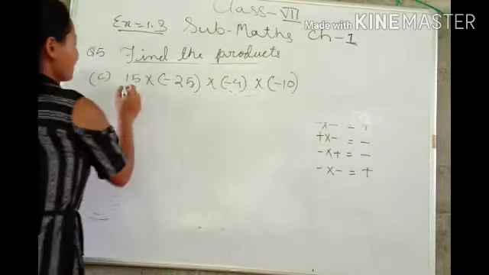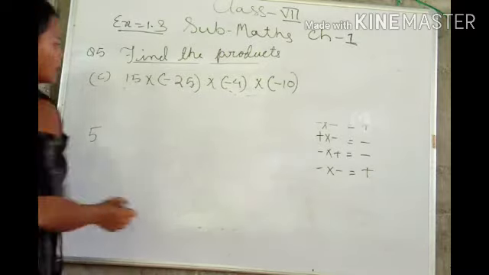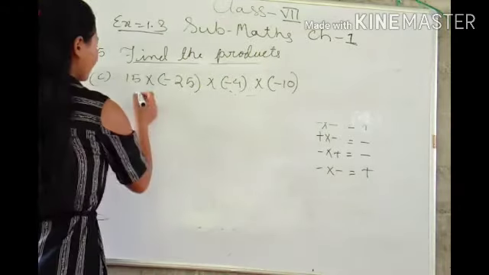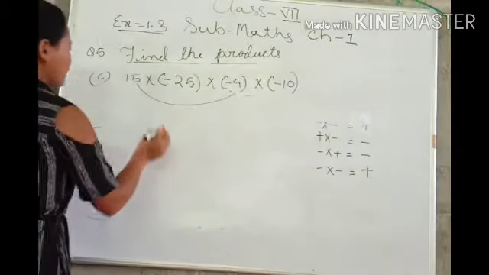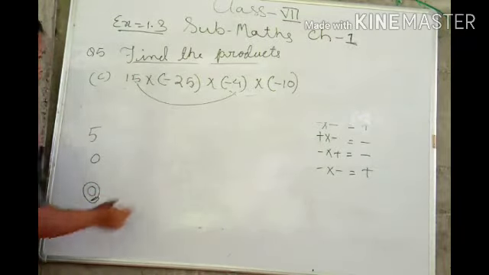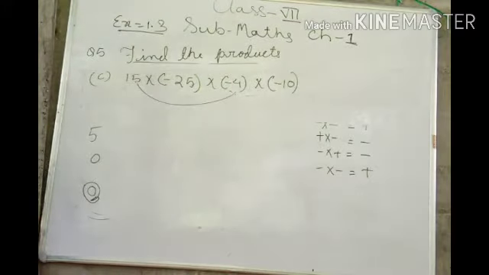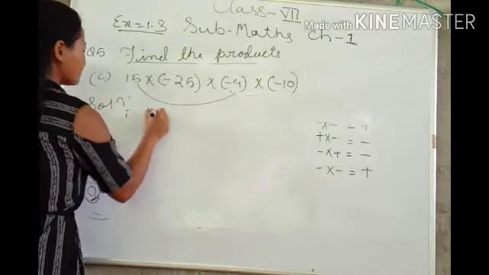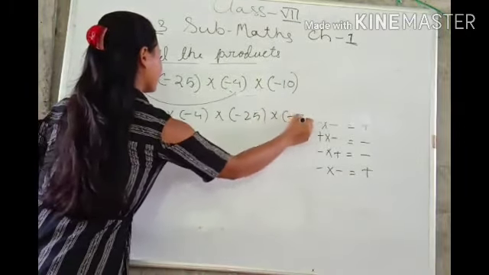If you multiply these two, 5 fives are 25, so the unit place will be 5. If you multiply this, the unit place will be 0. If you multiply 15 into 4, 4 fives are 20, so the last figure is 0. And if you multiply these two, the unit place is also 0. So to make it easy, we will rewrite this: 15 multiply minus 4 into minus 25 multiply minus 10.